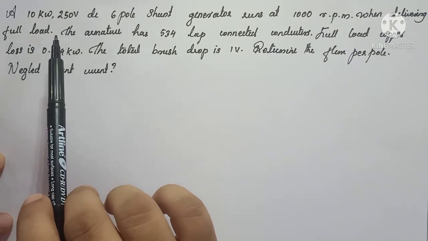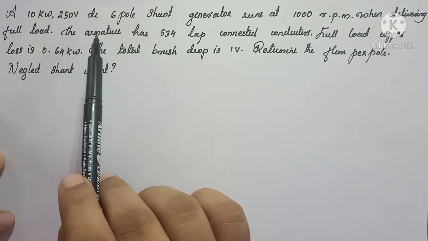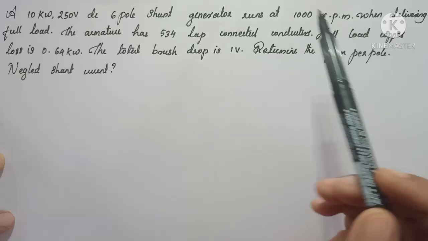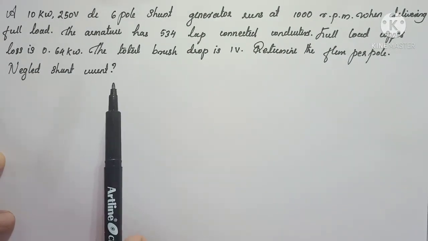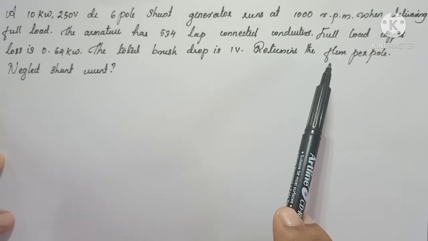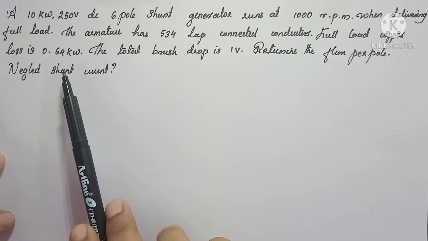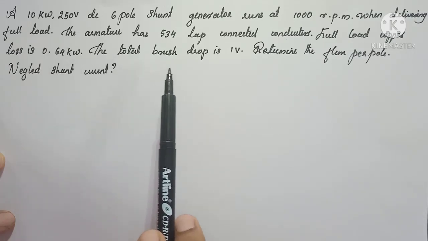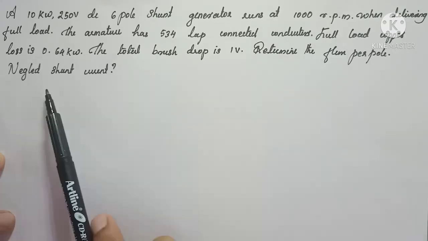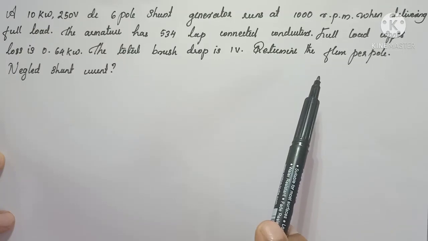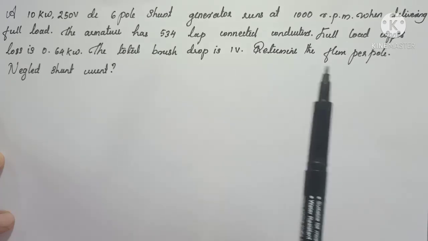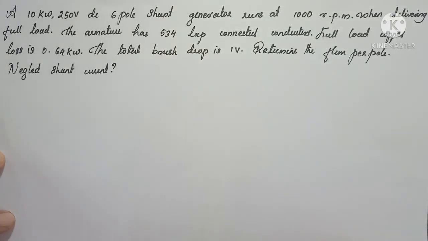A 100 kilowatt 250 volt DC 6 pole shunt generator runs at 1000 rpm when delivering full load. The armature has 534 lap connected conductors. Full load copper loss is 0.64 kilowatt. The total brush drop is 1 volt and determine the flux per pole. Neglect shunt current. In the normal case in shunt generators we neglect shunt currents. Okay, we can solve this problem.